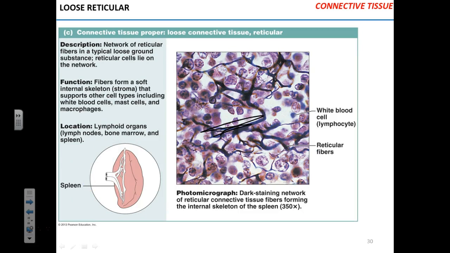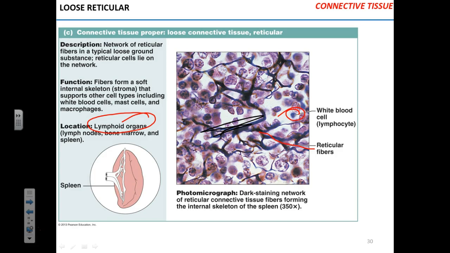Loose reticular connective tissue can be found exclusively in the lymphoid organs, and you can see here there's a bunch of white blood cells and a bunch of reticular fibers. So lymphoid organs meaning lymph nodes, spleen.